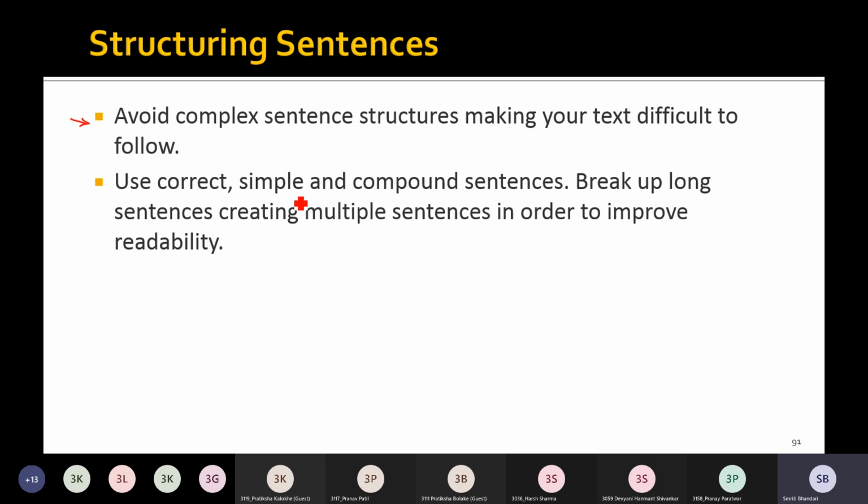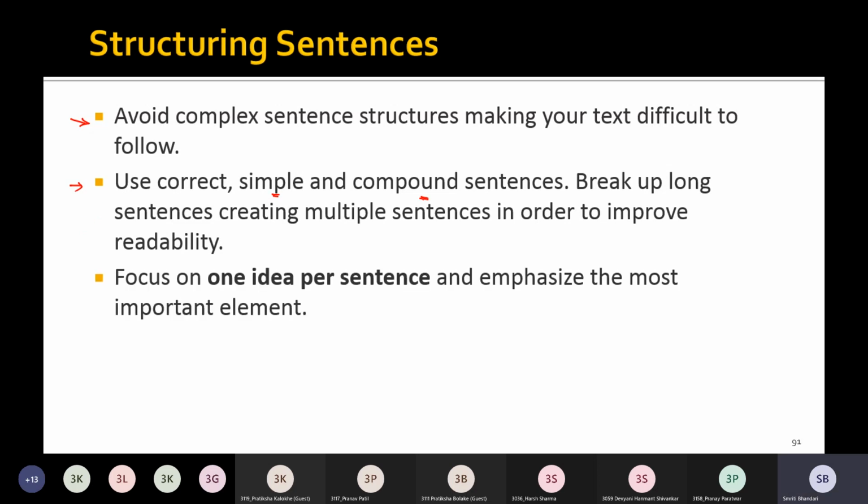We should go with simple or compound sentences. No doubt, we can make use of simple sentence structures, or even compound sentences are also okay. But make sure that whenever we frame sentences, they are not too complex and not too long. If a sentence becomes too long, then break it into multiple small sentences in order to improve the readability of the content. Right?